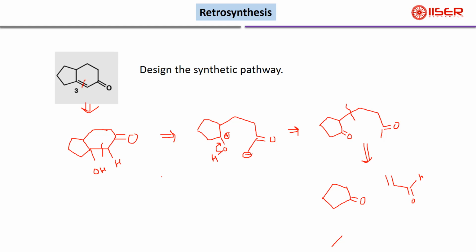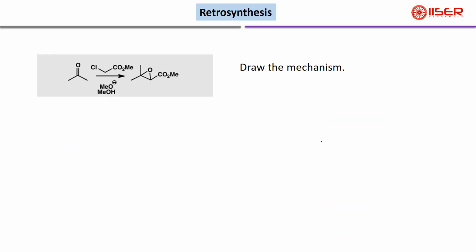If you draw the forward synthesis of this one, starting from the cyclopentanone and this alpha beta unsaturated compound, it is actually a Michael addition. You see, this step is Michael addition, and this step is aldol reaction. So Michael followed by aldol is Robinson annulation. This is the product of Robinson annulation, which has already been discussed. Draw the mechanism of this compound from the starting material.